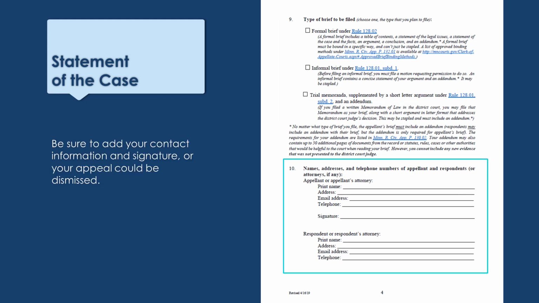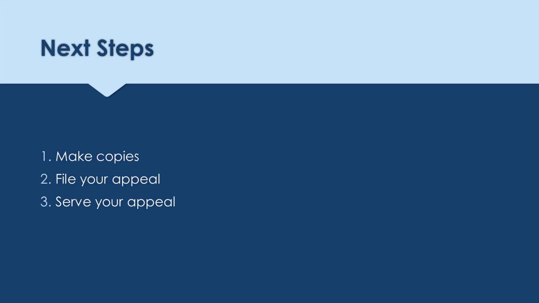Question 10 asks for contact information for you and the other party, or their lawyer if they have one. Remember to fill out your contact information and sign this form, or your appeal could be dismissed. Once you have completed all of your forms, you are ready to file and serve your appeal.